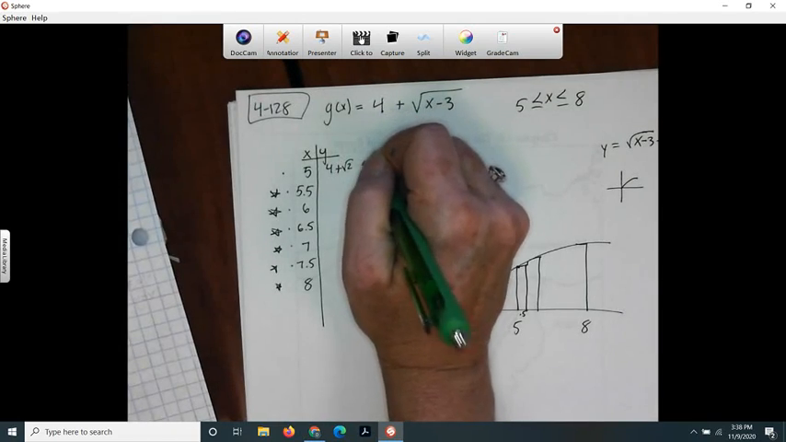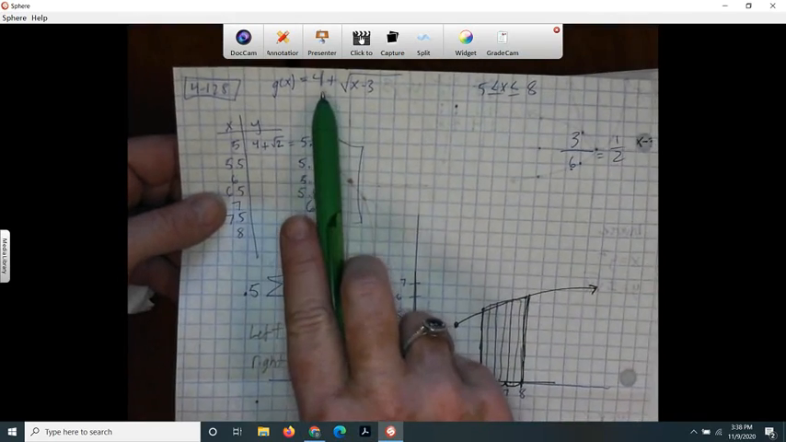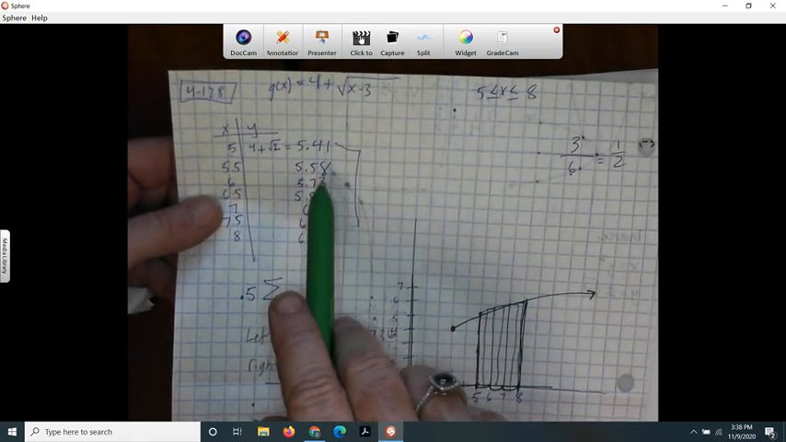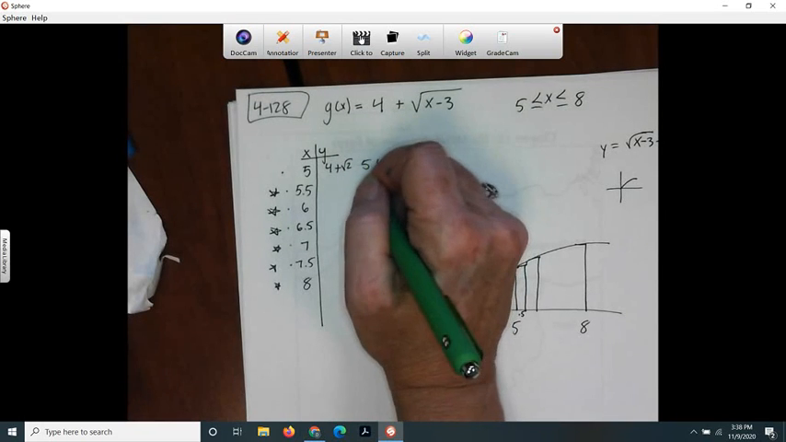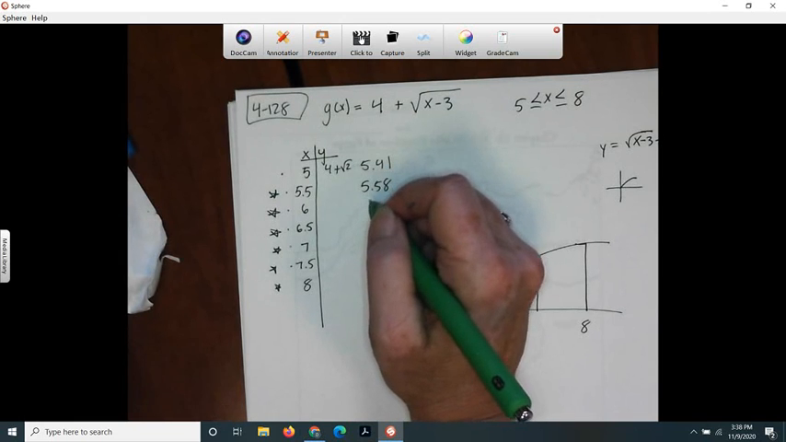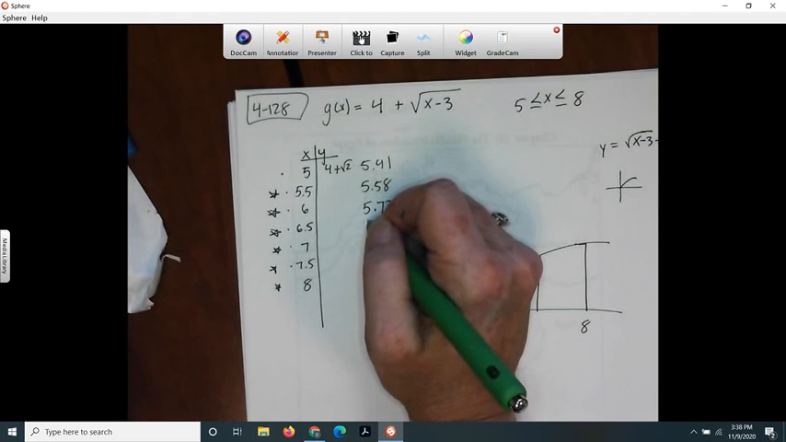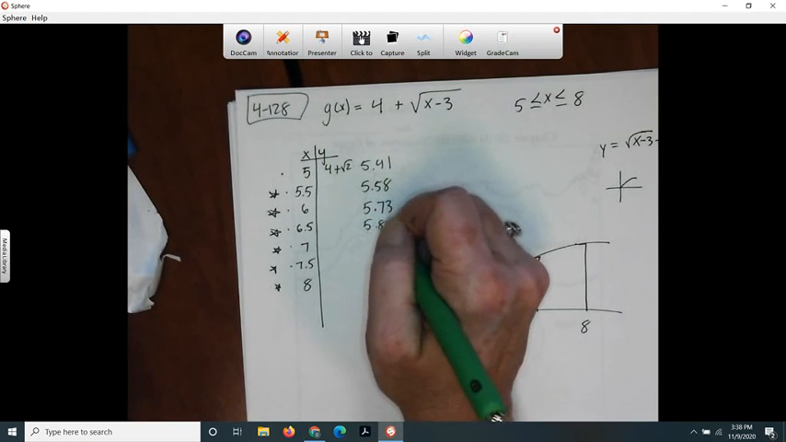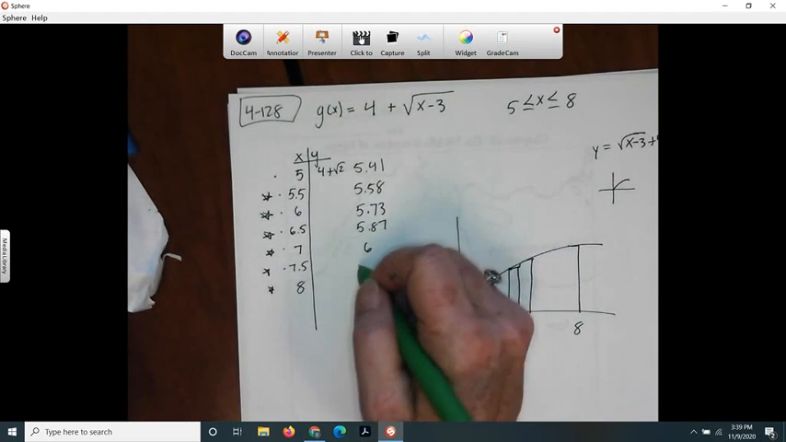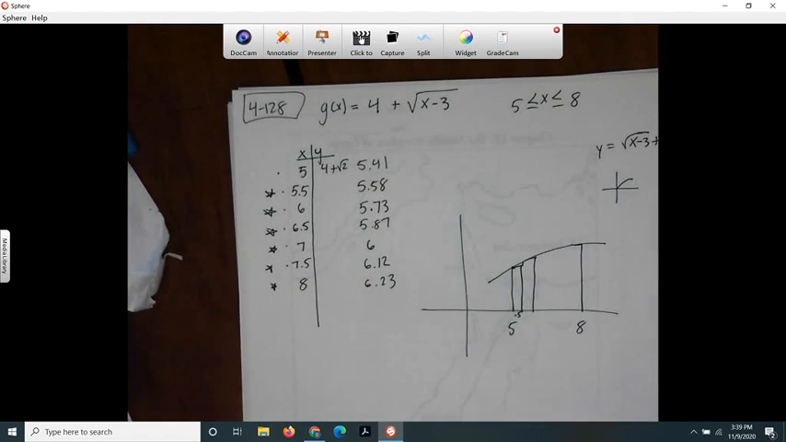That ended up being 5.41. Then when I plug in 5.5, I went 4 plus the square root of 5.5 minus 3. I pushed all the buttons on my calculator, and I got 5.58. I'll go ahead and write all these numbers down. When I plugged in a 6, I got, and 6.5 gave me, and 7 gave me a 6. 7.5 gave me, and 8 gave me 6.23. Okay, so these are all the values.